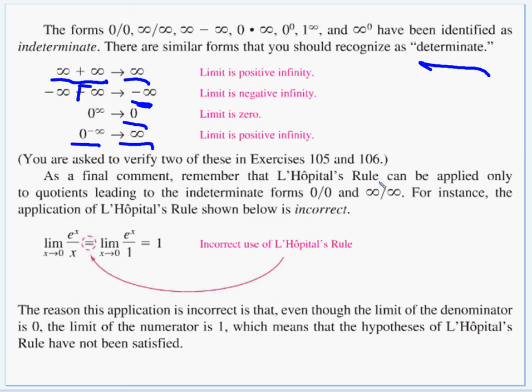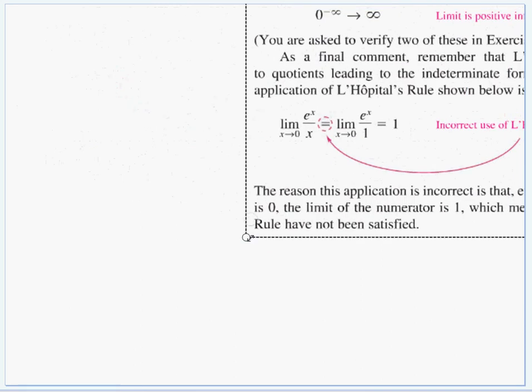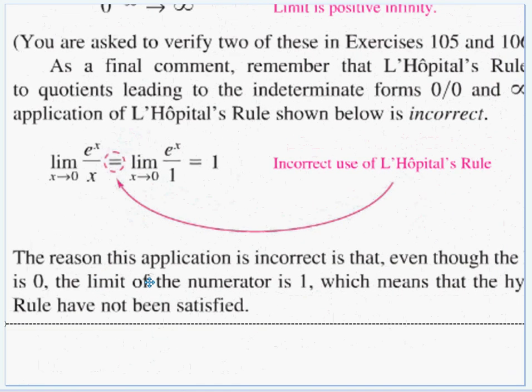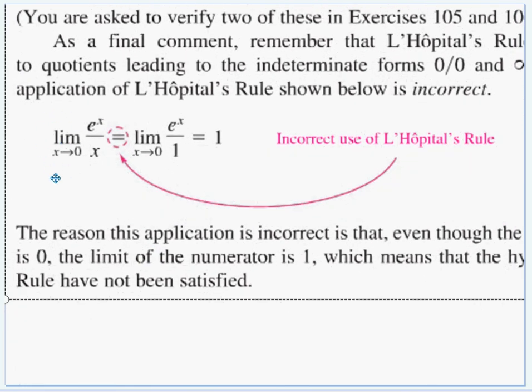As a final comment, remember L'Hopital's rule can be applied only to quotients leading from indeterminate forms, 0 over 0, infinity over infinity. For instance, the application of L'Hopital's rule as shown here is very incorrect. Let me just make this a little bit bigger. So we've got our limit as x approaches 0 of e to the x over x. Notice here they put is exactly equal to this limit. They derived the numerator, e to the x. They derived the denominator into a 1. And they say that that limit then would be equal to 1.